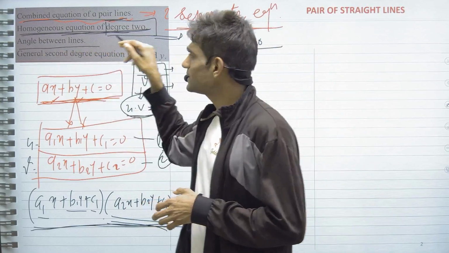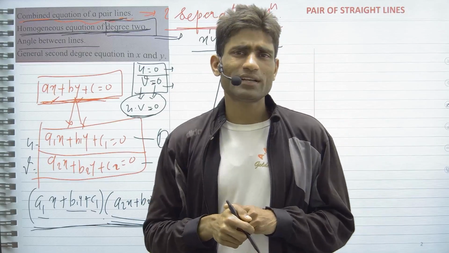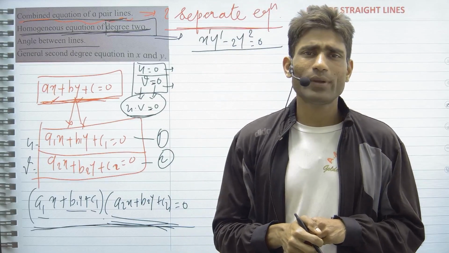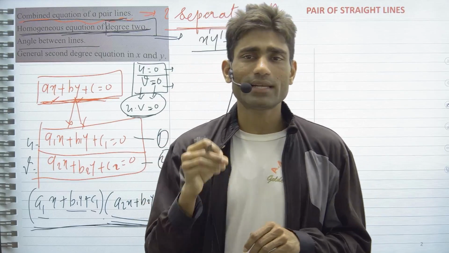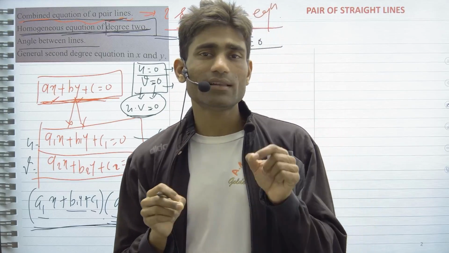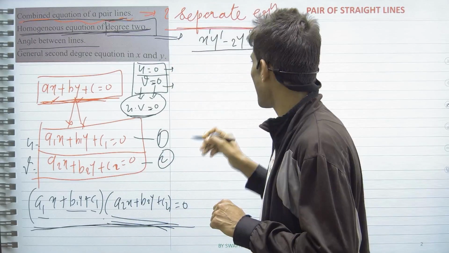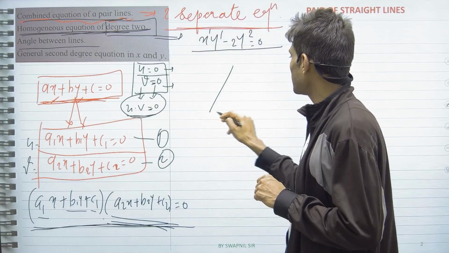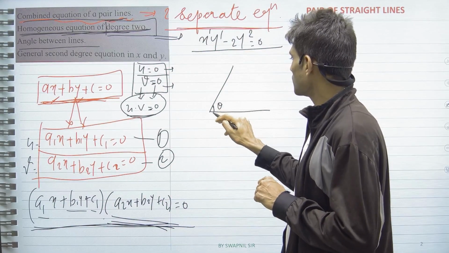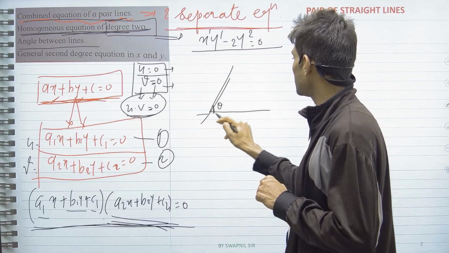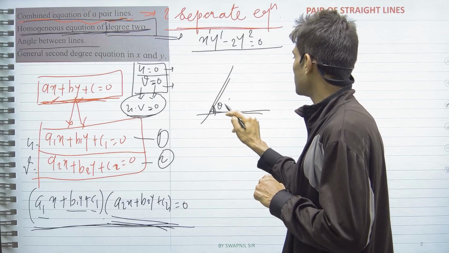Angle between lines. Whenever we have two pairs of straight lines, for getting an angle between two lines, at least we need their single intersection point. If I consider these two lines, we get some theta here. The angle between these two lines is represented here as theta.